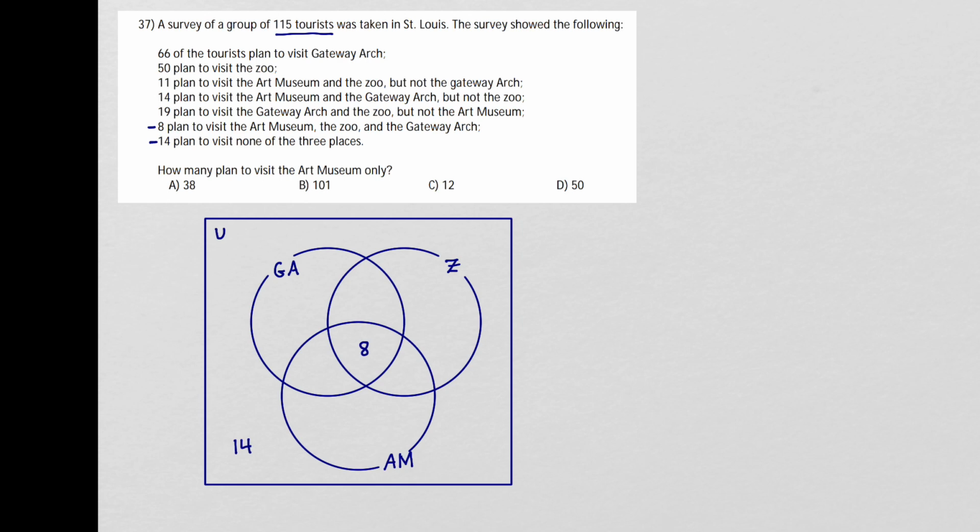So now we get to 19 are going to the Gateway Arch and the zoo, but not the art museum. So Gateway Arch and zoo would be this football, but since it said not the art museum, I'm only looking at this section. And that's going to be the 19.